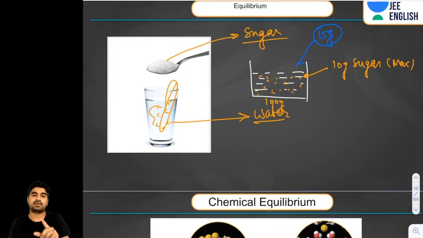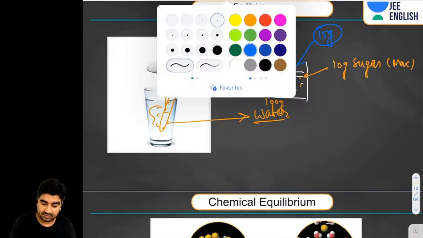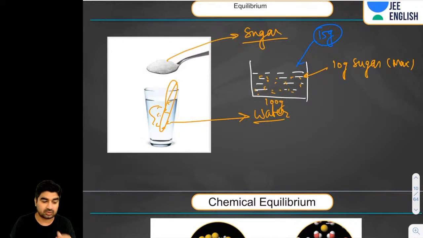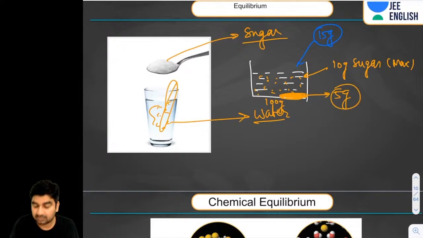So what will happen to the extra 5 gram, guys? Tell me. I'm telling you, the extra 5 gram sugar will be present at the bottom here.